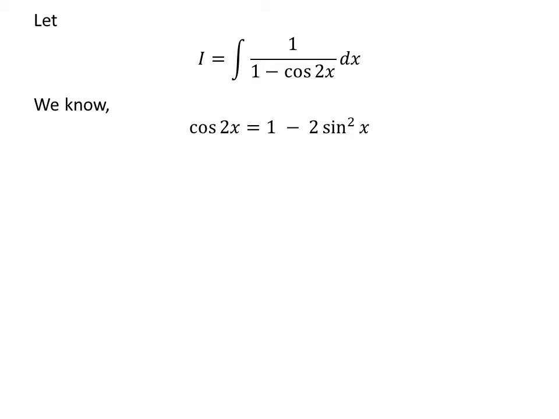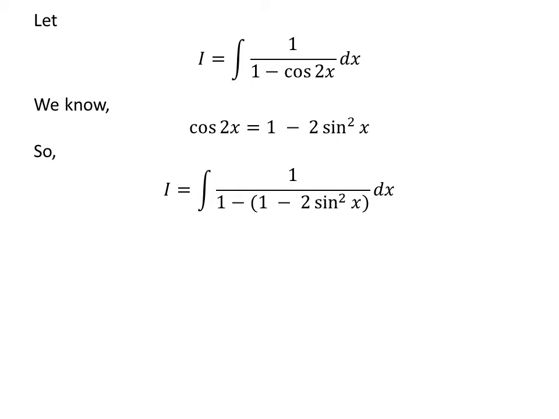We know the famous identity: for any angle x, cosine of 2x is equal to 1 minus 2 times the square of sine of x. The video card appearing in the upper right corner contains the derivation of the identity. The link of the video is also given in the description section.